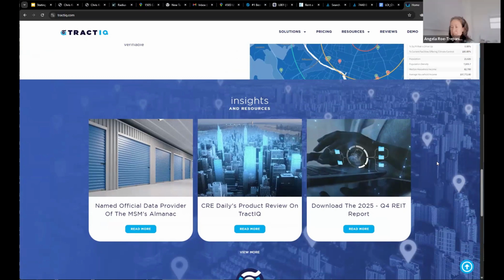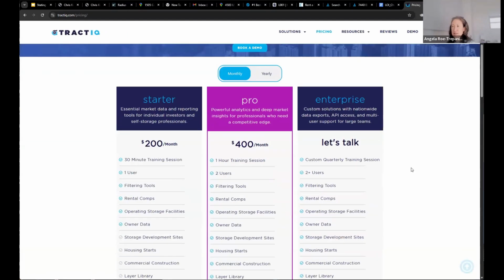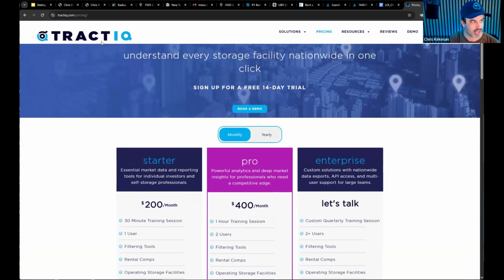I was just curious, since I'm new to this, but you've definitely used other tools. You wanted to know what you thought of that versus Radius Plus versus Crexi, but it looks like you may not be familiar with Tracked IQ as yet. Not as much, yeah. I kind of have a relationship with the people over at Radius Plus a little bit. I'm kind of a loyal customer of theirs, but haven't really used Tracked IQ.